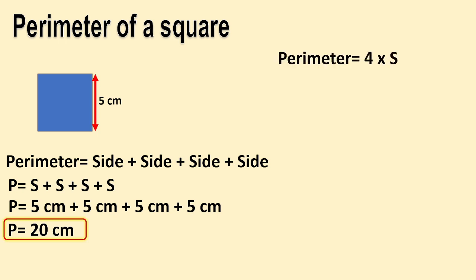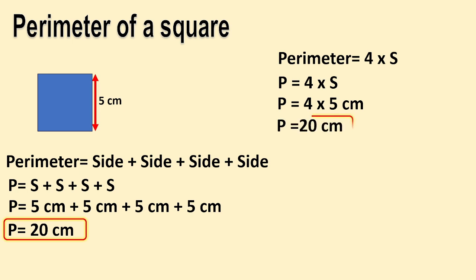Another formula we have here, perimeter equals 4 times side, or we are going to write P equals 4 times S, or we are going to write 4 times 5 centimeters. So 4 times 5 equals 20. So the answer is 20 centimeters.